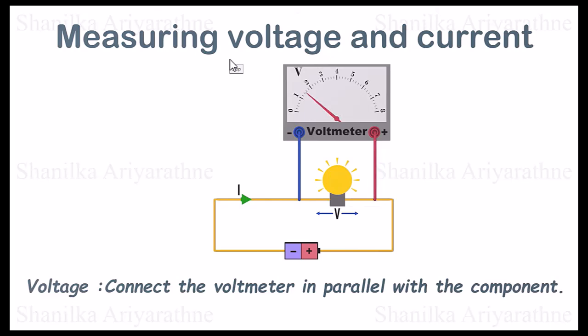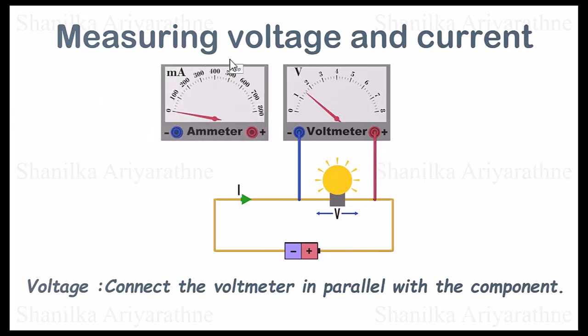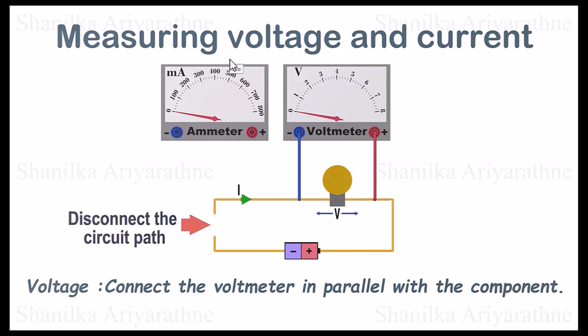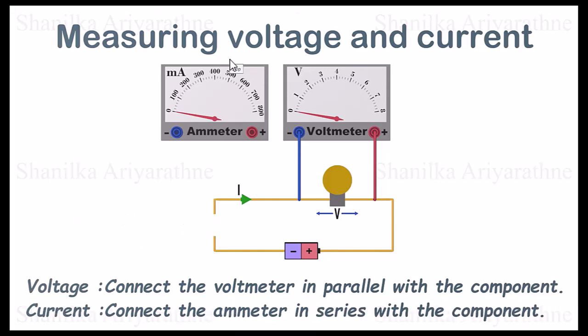To measure the current through a circuit, we use an ammeter. Connecting an ammeter is a bit trickier than a voltmeter. First, you have to disconnect the circuit path where you want to measure the current. Then connect the ammeter in series and complete the circuit like this.